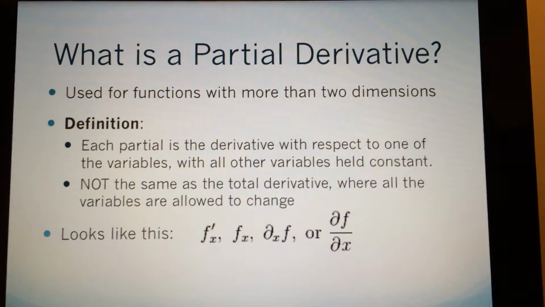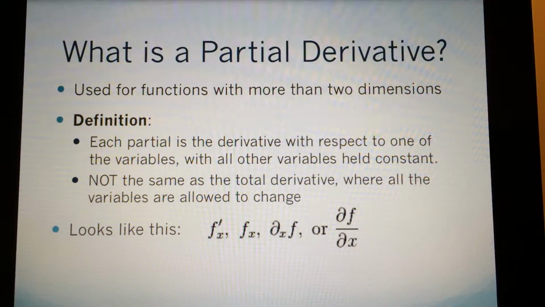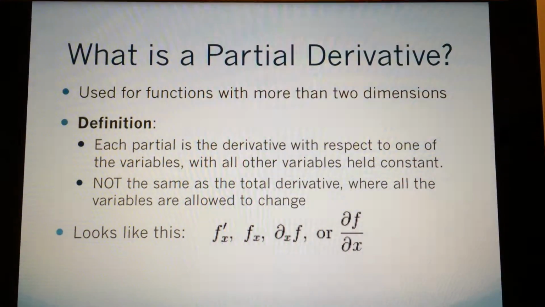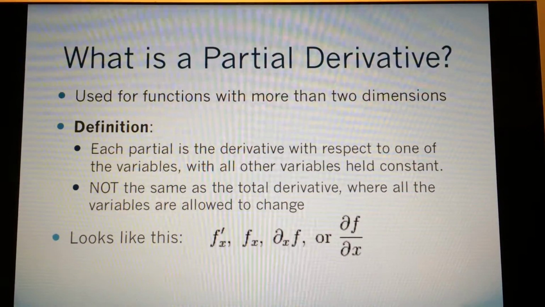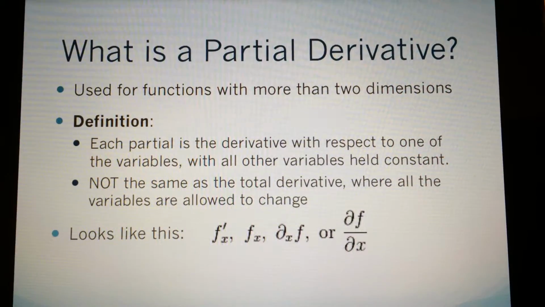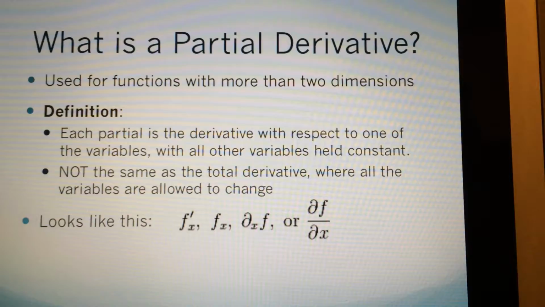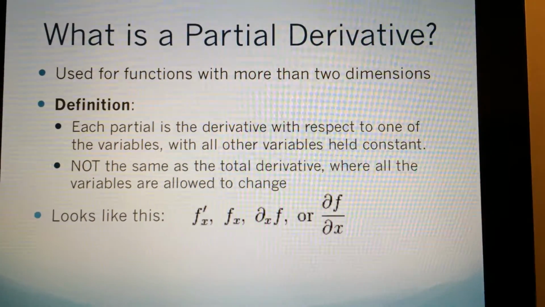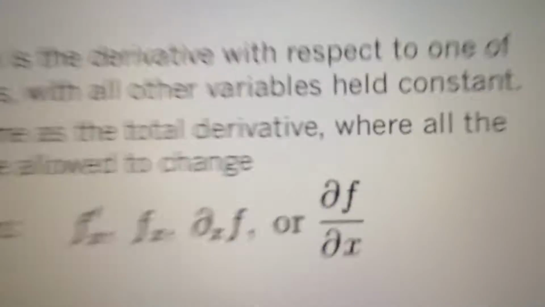A partial derivative is used for functions with more than two dimensions. Its definition is that each partial is the derivative with respect to one of the variables, while all the other variables are held constant. Note that this is not the same as the total derivative, where all the variables are actually allowed to change. For example, if we take the partial with respect to x, it can be notated in 4 different ways as shown on the screen. But the most common way is shown on the far right, delta f over delta x.